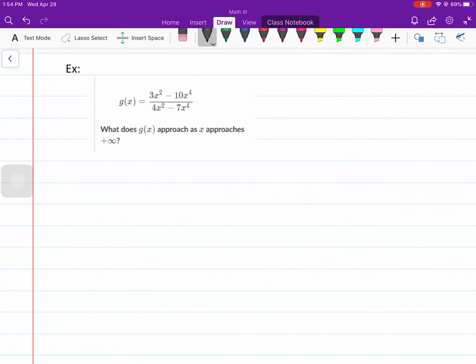And then last, for this one, notice this is the easiest case. The powers are the same on the top and the bottom. So we're simply just going to take their coefficients. So as x approaches, this time it's positive infinity, g of x is going to approach negative 10 over negative 7. But really, negative over negative is positive.